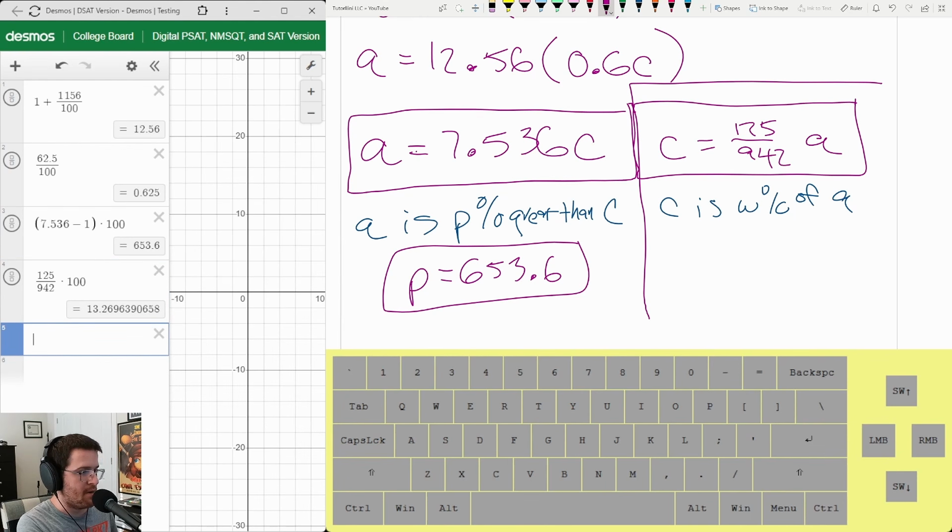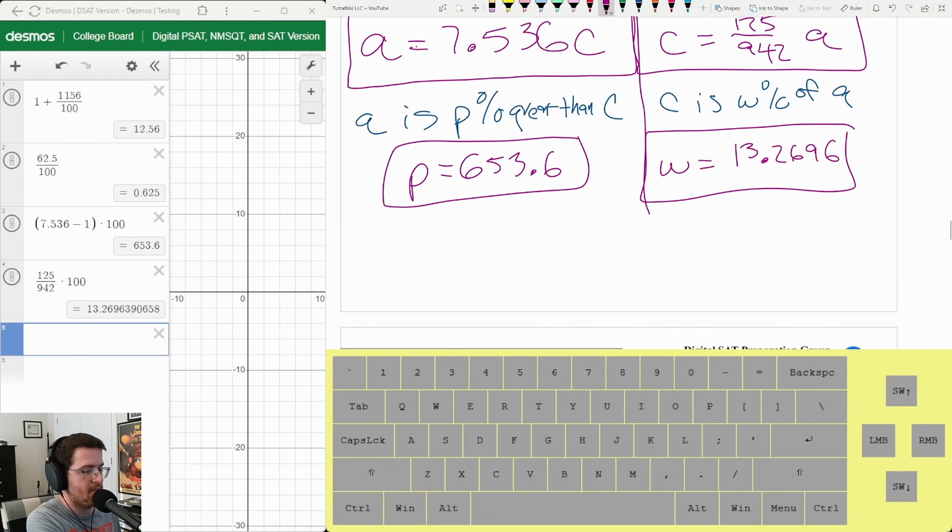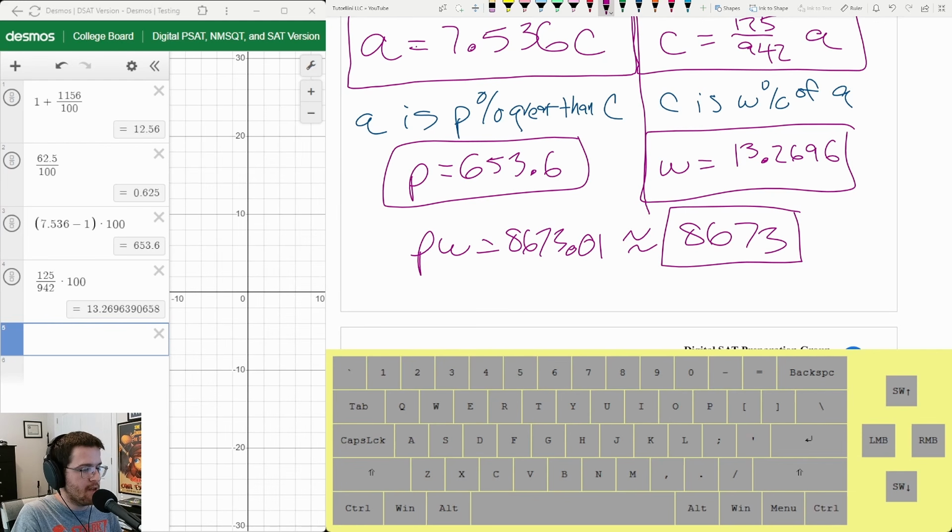All right, so I don't know. We don't need to be super accurate. So why don't I just do 13.2696. And then the question wants us to find PW to the nearest integer. So PW is, I'm getting like 8673.01. To the nearest integer, that'll be 8673. And I believe that is the answer.